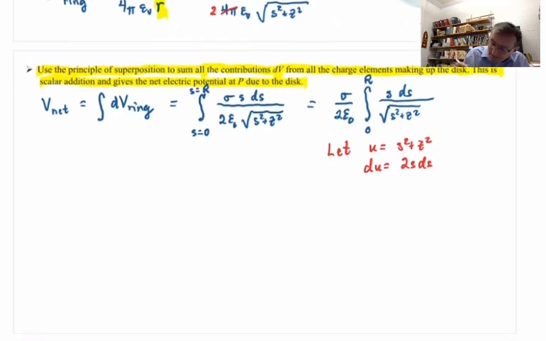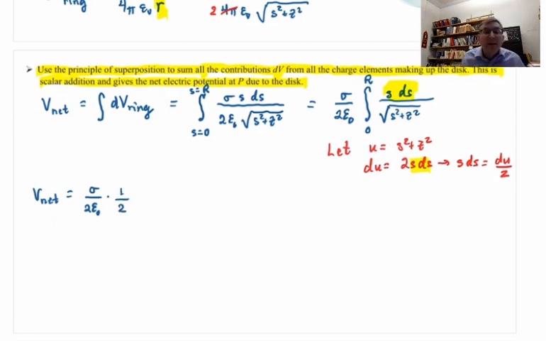So let's see what we get next after we do this substitution. V net equals sigma over 2 epsilon 0 times... Okay, now look, inside the integral, I have a factor s ds. And right down here, I have that s ds is equal to du over 2. So where I have s ds, I'm going to replace it with du over 2. I can bring that over 2 out front. And then I have du over the square root of u.